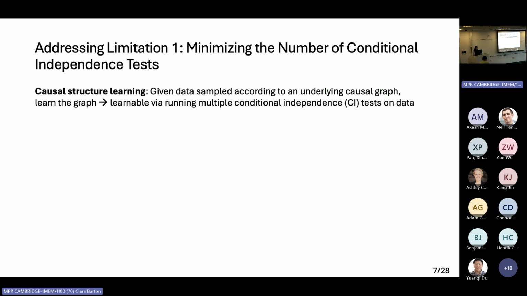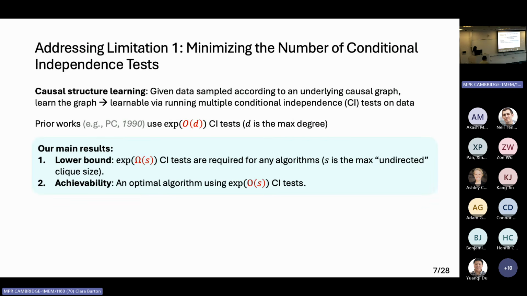So the problem of causal structure learning is essentially you are given data sampled according to an unknown causal graph. And what you want to do is learn the causal graph from the data sampled from it. And you can do so by just running conditional independence tests in the data that you have access to, because certain graph structures actually dictate conditional independencies in the data. The problem with the prior work is they use a number of conditional independence tests that's exponential in the maximum degree of the graph, which you can imagine as your graph size grows larger and maybe denser, D is going to be quickly unmanageable.